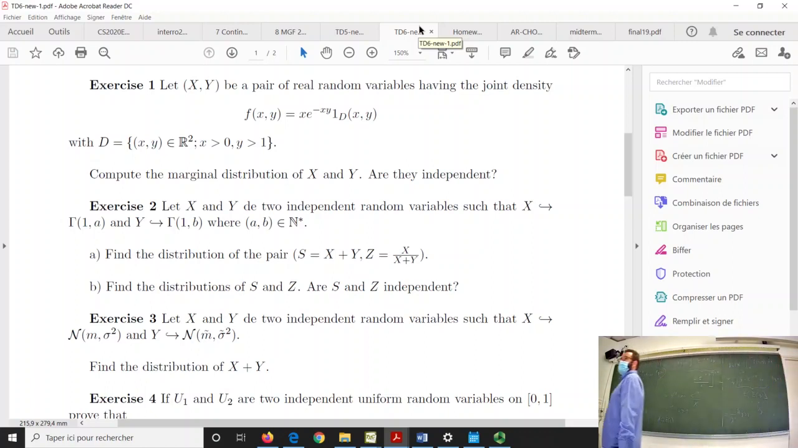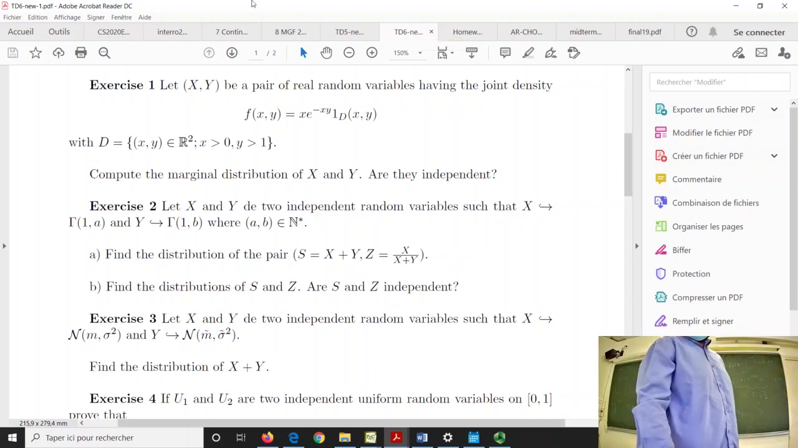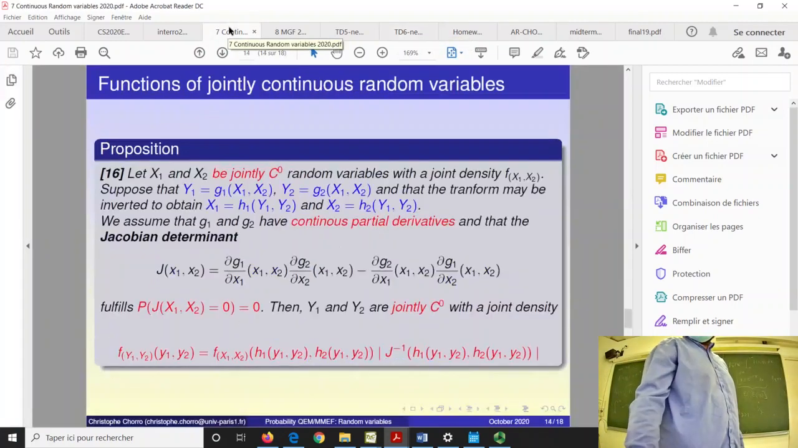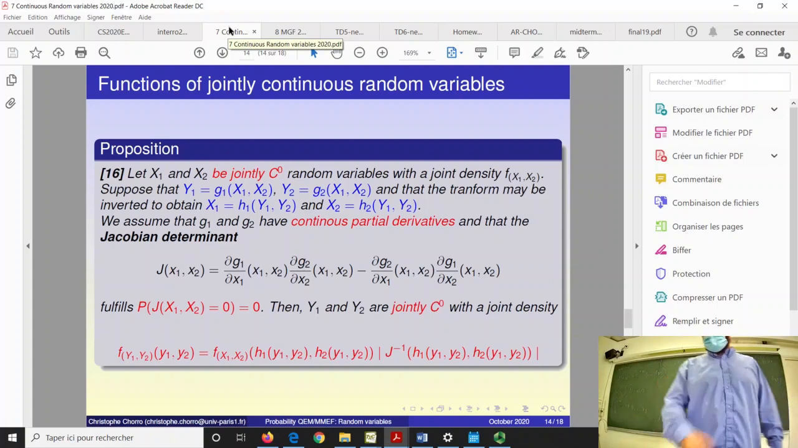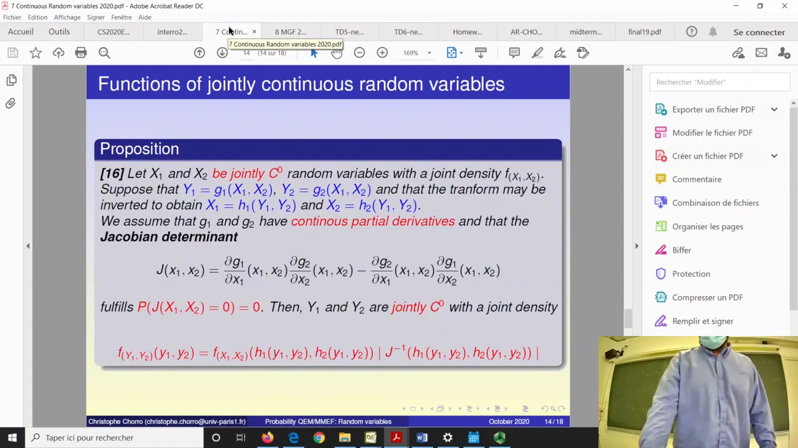Questions? No? Okay. Now we are going to use the proposition system. You are going to use the proposition. I want you to apply this proposition in order to do exercise 2 of list 6. So I will write the statement on the board and I will keep this proposition here.